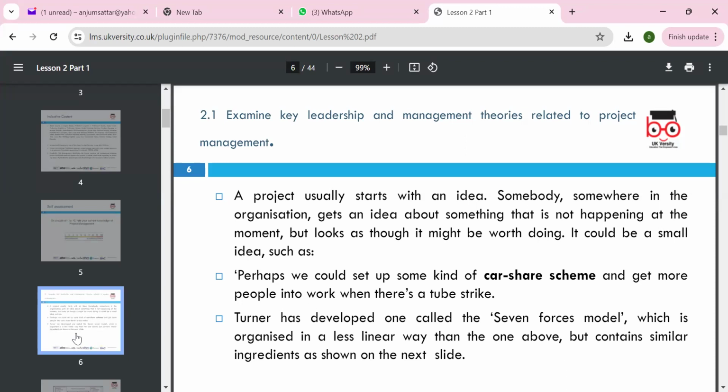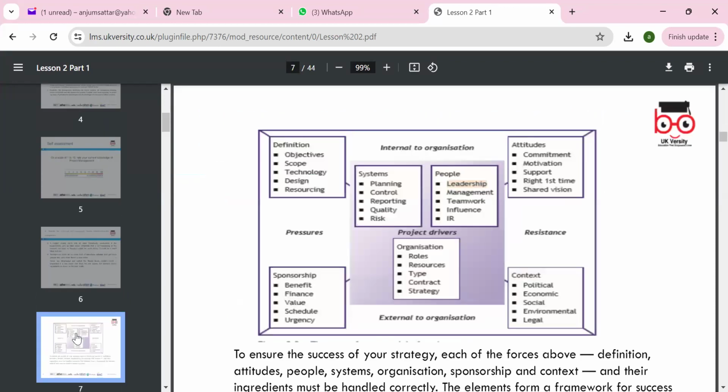Turner, one of the authors, has developed one called the seven force model, which is organized in less linear ways than the one above, but contains similar ingredients, as shown in the next diagram. We can look at definition, object, scope, technology, design, and also pressure, sponsor, benefit, finance. These are all crucial elements in a project.